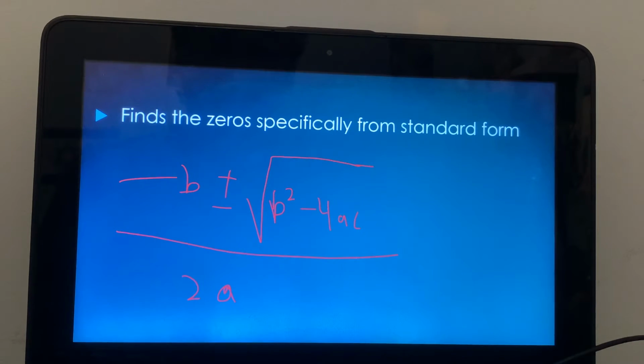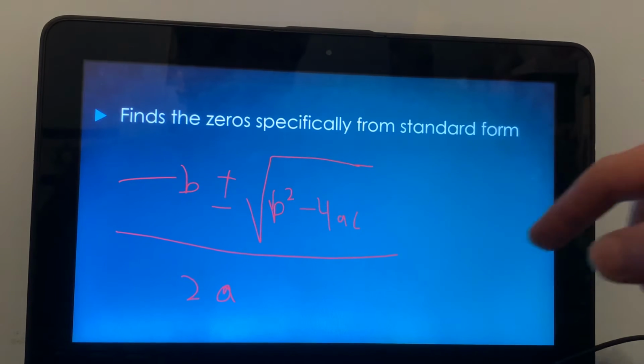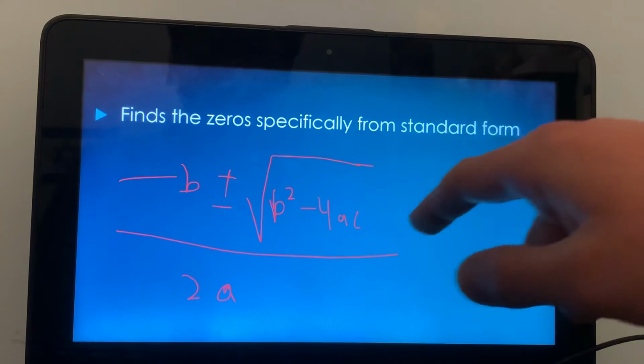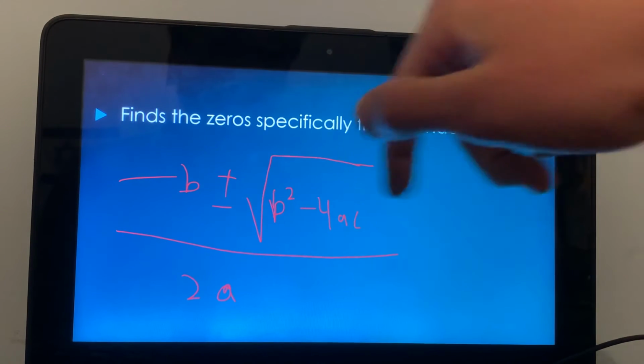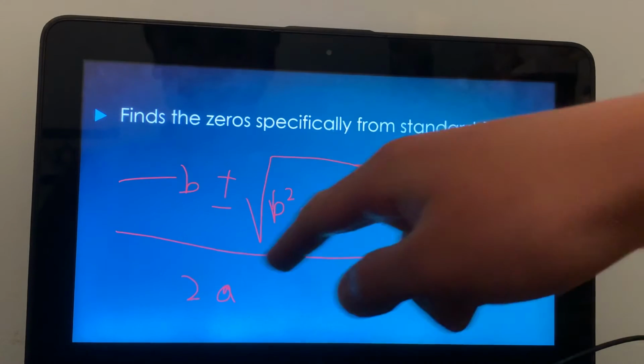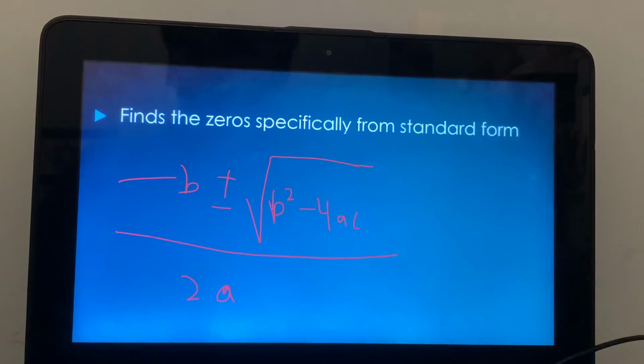This is written as negative b plus or minus the square root of b squared minus 4ac, over 2a. So you're taking the negative of b, then you take b squared, multiply 4 by a and c, subtract that from b squared, take the square root of that, and multiply 2 times a. Then you add that square root to negative b and divide by 2a. You also subtract it. This will make more sense when we do the problem.